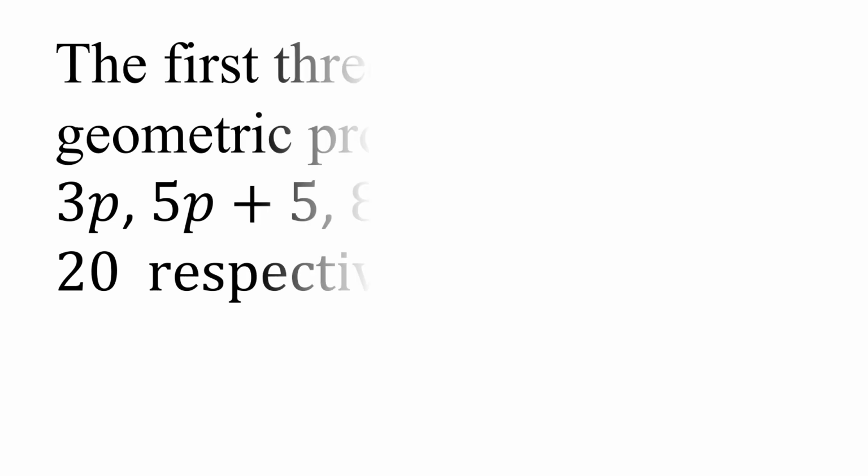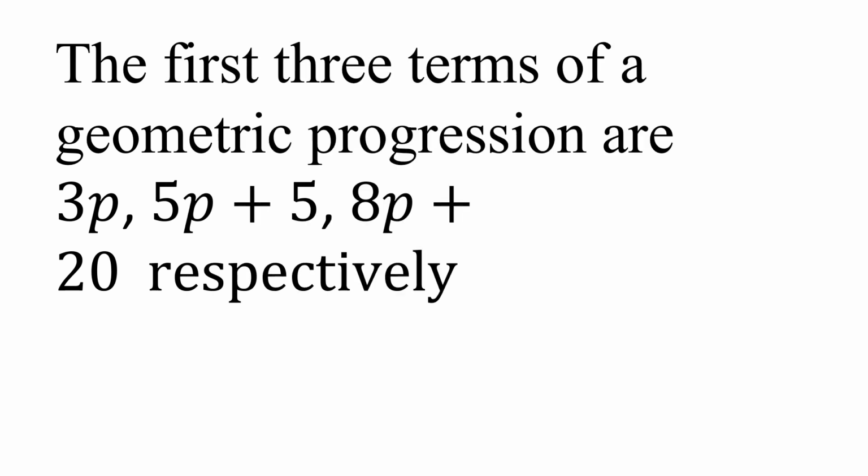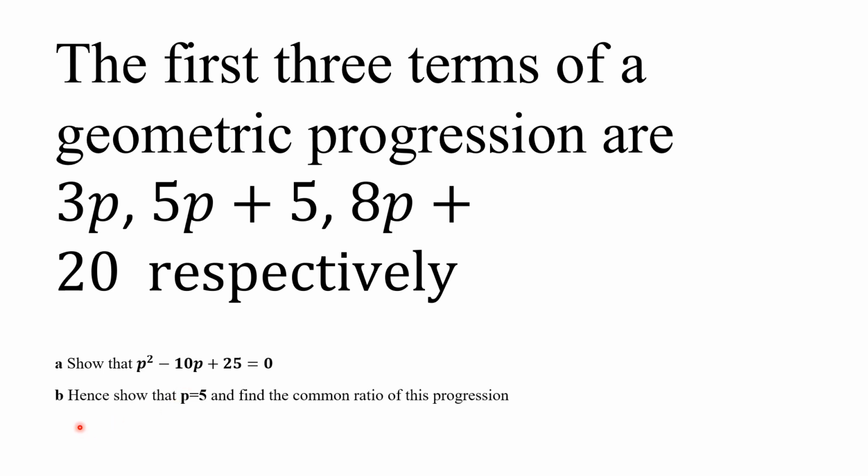So today I have a geometric progression question which reads: the first three terms of a geometric progression are 3p, 5p plus 5, 8p plus 20 respectively. The first question is show that p squared minus 10p plus 25 is equal to 0. Part B says, hence show that p is equal to 5 and find the common ratio of this progression. And C says, find the sum of the first 10 terms of the progression.